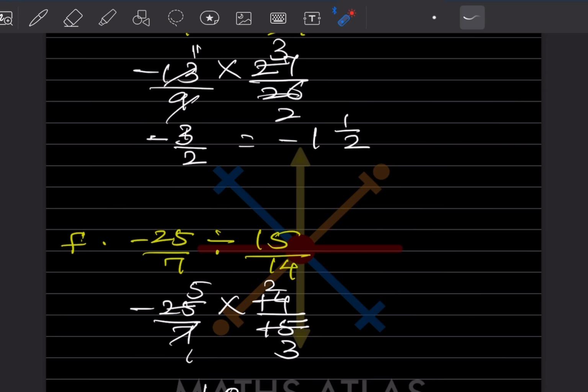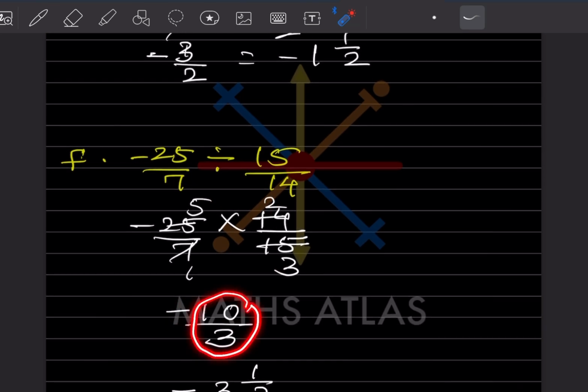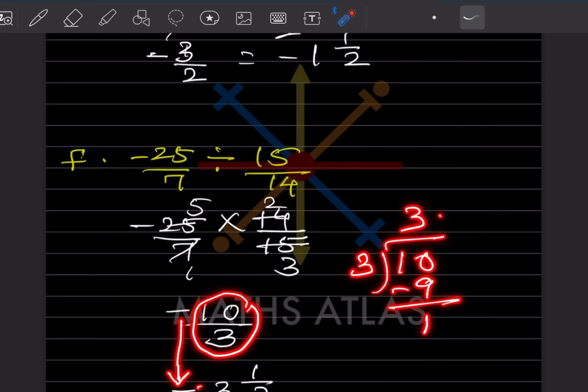Again same as I said earlier, the left hand side keep the same. This will be changed to multiplication, so this gets flipped over. 14 by 15. So 7 ones are 7, twos are, 5 fives are, and 5 threes are. So now what will you get here? This is negative sign. 5 twos are 10, and this will be 3. So this is again an improper one. Negative sign keep as it is. So 10 divided by 3. 3 threes are 9. Remainder is 1. 3 integer 1 by 3.